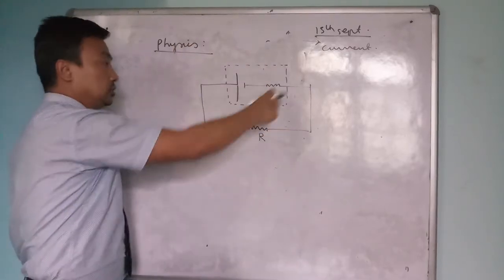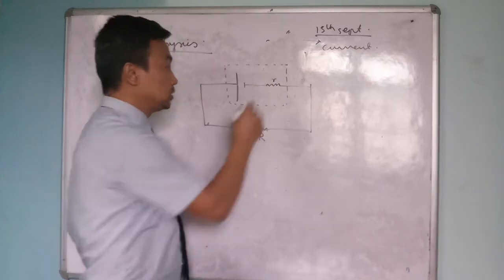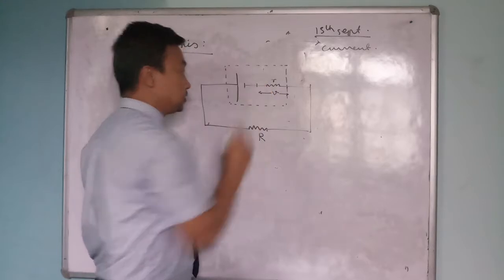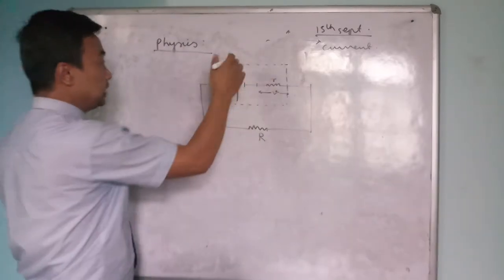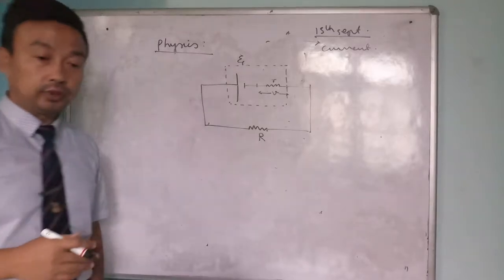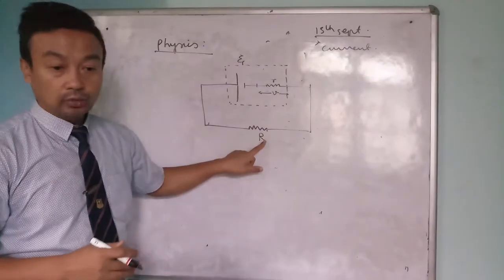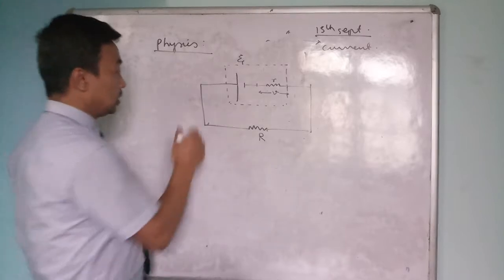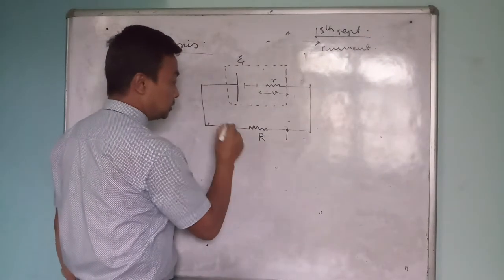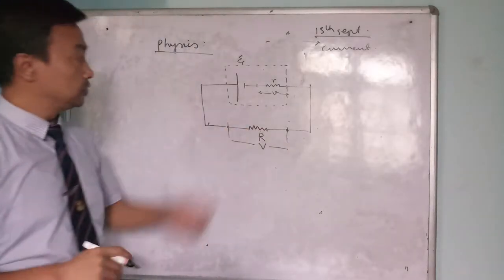This indicates that inside the cell you have a small resistance, and you have a voltage drop v across this electrolyte. For the entire cell you have this EMF, which is the potential difference for the entire cell. Inside is the voltage drop, and outside is the terminal voltage, which is given by V. This is the symbol for the resistance.